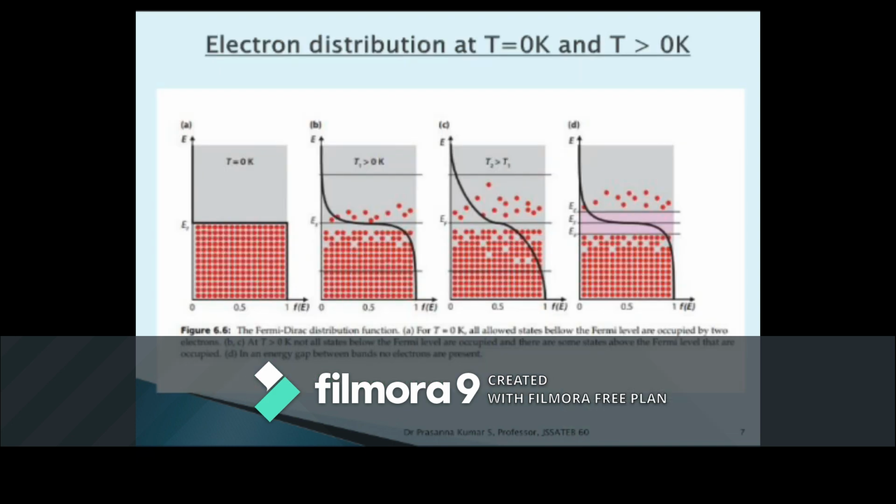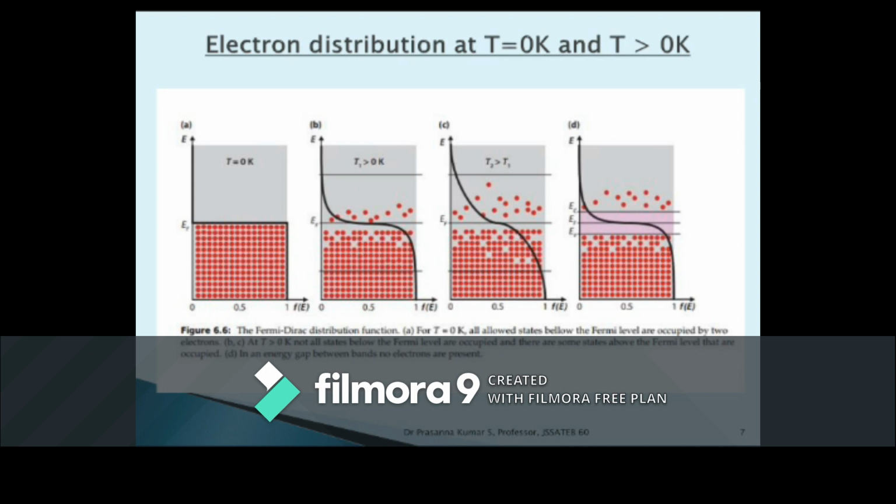Look at the diagram here. Whatever I said so far is in the diagram. See the red dots, they represent the electrons. In the first diagram, T equal to 0 K, the red dots are the electrons. Now as the temperature is increased, in the second diagram, T greater than 0 K, you see that electrons are moving into the empty states above. As the temperature is further increased, you expect more electrons jumping into the empty states.